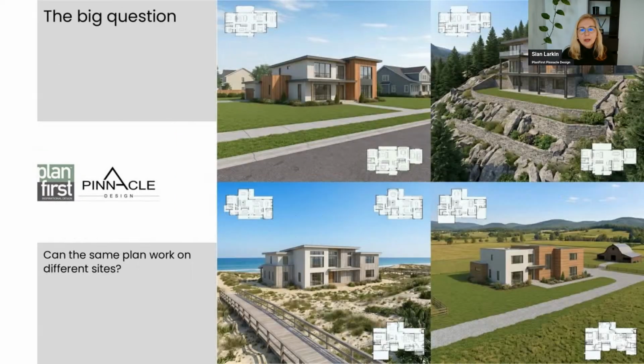So the big question is, can the same plan work on different sites? Now, a good plan, the flow might work well, the rooms might be positioned well in relation to each other, it might suit the family, but the site is really going to determine whether that house plan will work on a particular site. It might work very well on a suburban site, but it might not work as well on a very steep, hilly site. Access is important as well. So one's got to suit the house design and the house plan to the site that it sits on.